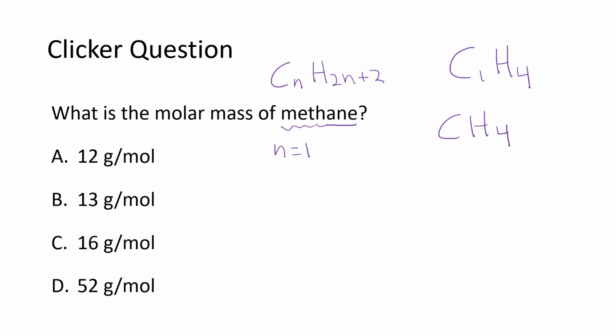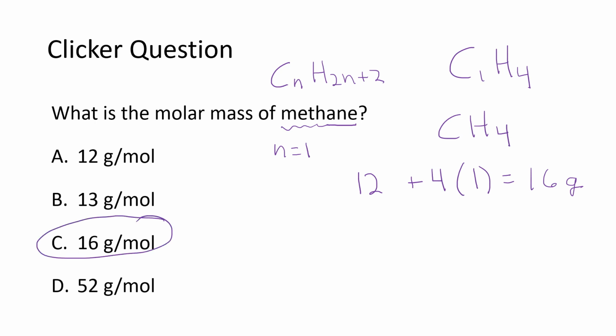When you look at the periodic table, carbon is 12.011, so that'll round to 12.0, which I'll just write as 12. And then we'll add 4 hydrogens to it, and hydrogen is 1.008. If we round that to the first decimal, it's 1.0, so I'll just round that to 1. So this is 12 plus 4, which is 16 grams, or grams per mole. So that is answer C.